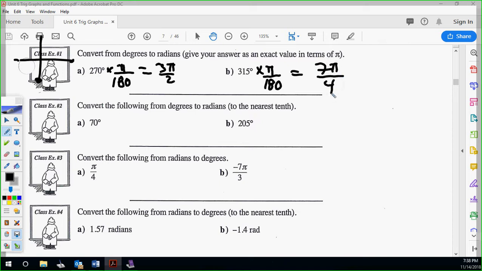Okay. And you can do that with your calculator if you're really good with your simplifying. You can find the number that simplifies into it. Okay. Convert the following from degrees to radians. Now we're going degrees to radians.